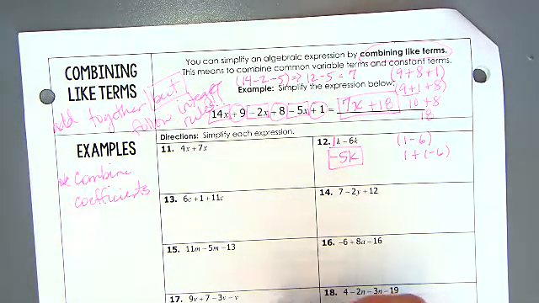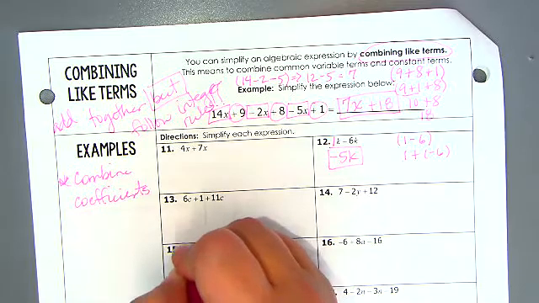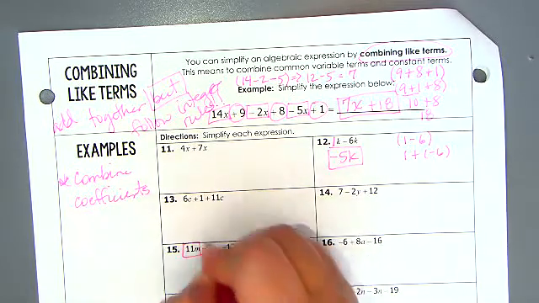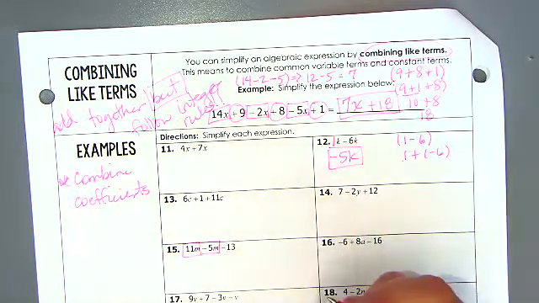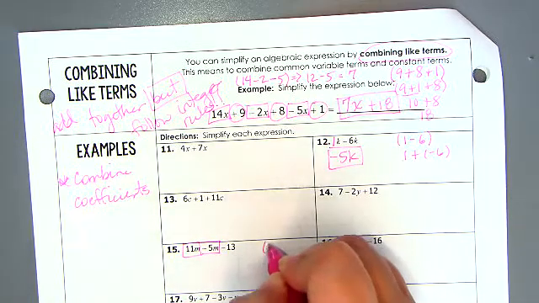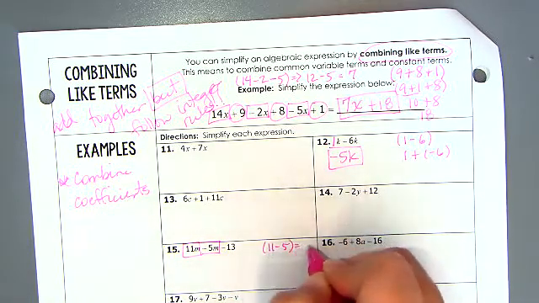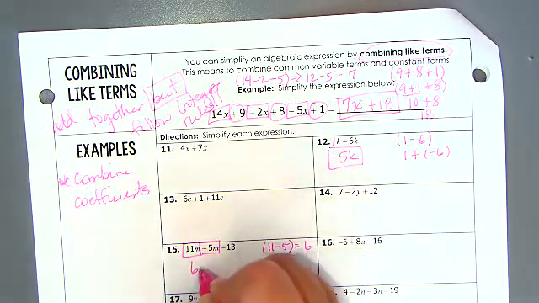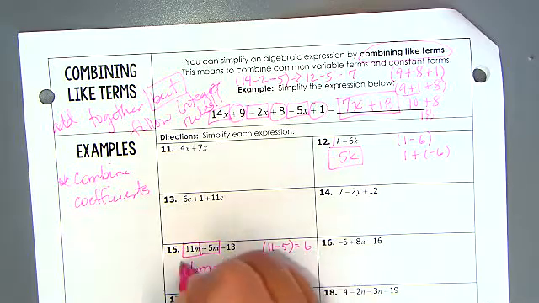Okay, so now 15. I'm combining my like terms. So I have 11m and the negative 5m. So that's going to be 11 minus 5, which is 6. So this is going to give me 6m minus 13.